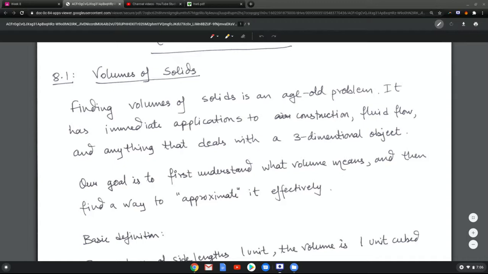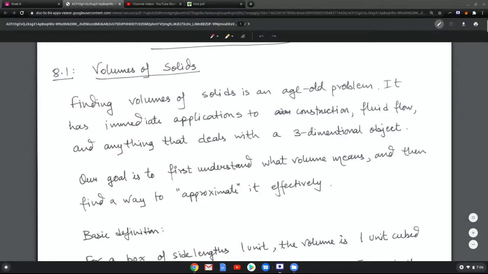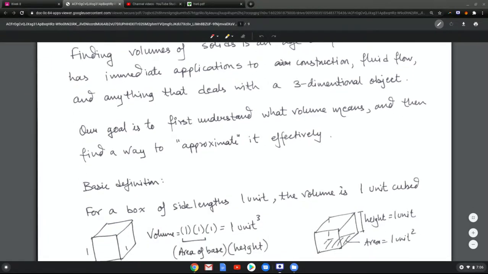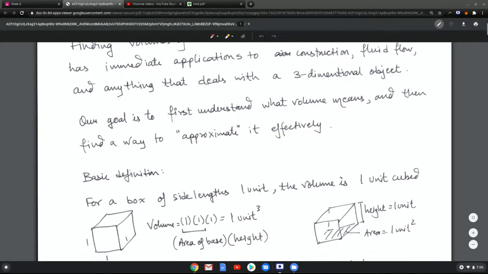There are formulas for some general shapes, but two questions. A, where did those formulas come from? There are geometric ways of getting those formulas. There's also a calculus way of getting the formula. And secondly, how to find the volume of a more general shape. So our goal is to first understand what volume means, and then we find a way to approximate it effectively, just as we did with areas.